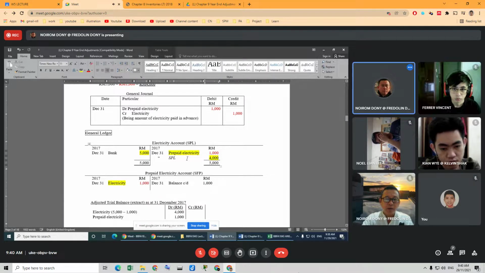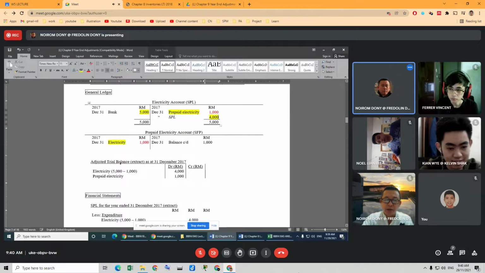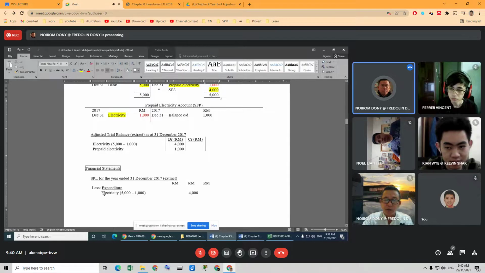In SPL it will be a debit, and this is credit, isn't it? But then we are preparing in statement form, so you don't have debit and credit, but debit is represented as less. So we put here less electricity, and then in a bracket, show the working: 5,000 minus 1,000. So according to this, 4,000. Sorry, this is the trial balance. So we have less expenditure electricity, 5,000, 1,000, giving 4,000.